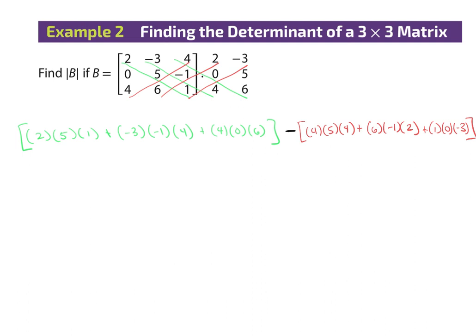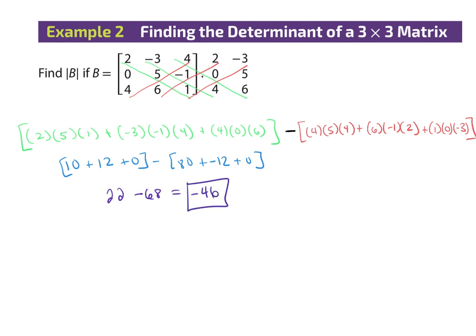So 2, 5, and 1. 3 and 4, that ends up being positive because of those 2 negatives. And then, of course, we have a 0. And then we have 4, 5, and 4. 6, negative 1, and 2. And then another 0. Right? So this is just basic. At this point, you're just doing order of operations, right? So we have 22 minus 68 equals negative 46. That would be our determinant using diagonals. Okay? Questions on that method?